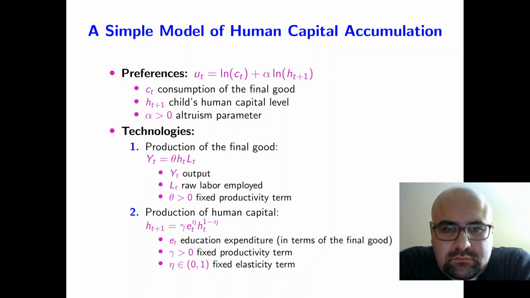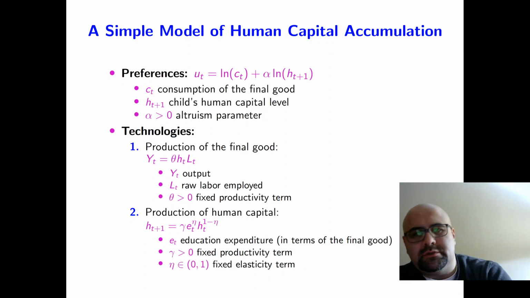Okay, so that's the preference, and preferences are again common. So this is a representative agent model. And now we have two types of technologies. One technology is the production of the final good. The other technology is the production of human capital. All right.